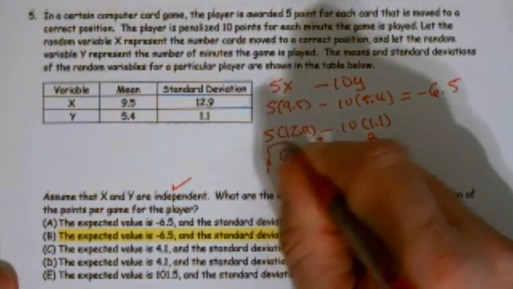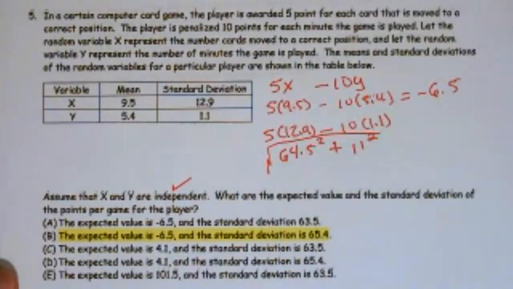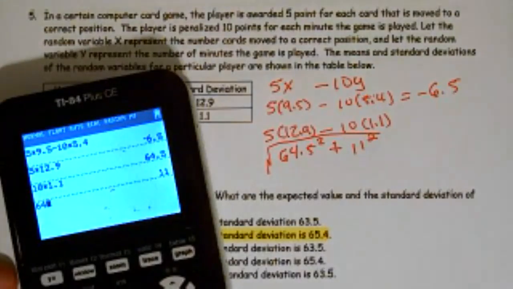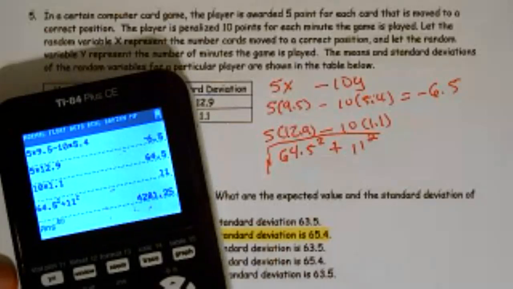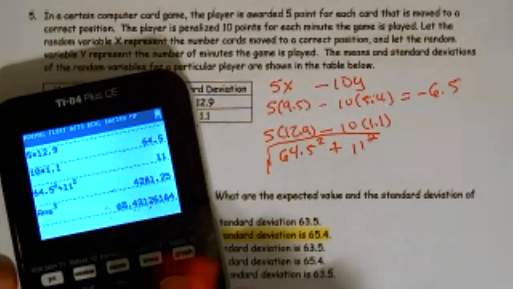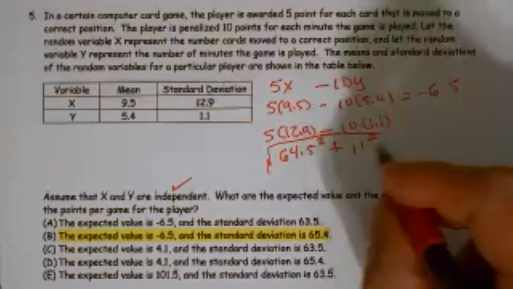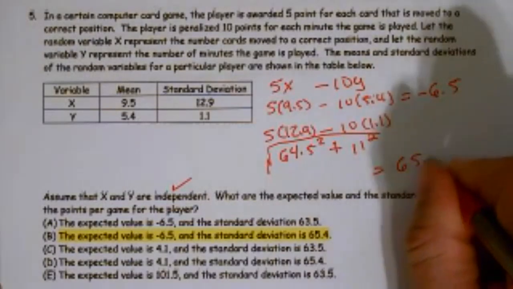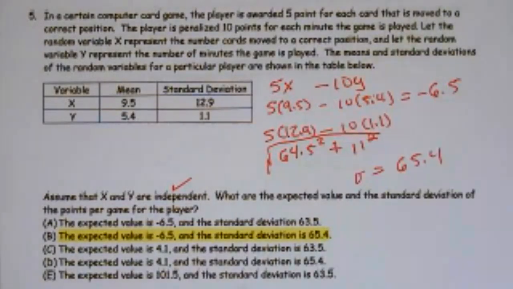And then I need to come back and convert it. So if I do that, I have 64.5 squared plus 11 squared. And then I take the square root of that, and I end up getting 65.4. And that is the standard deviation that we're looking for. Questions on that one? Because that's a pretty challenging problem in my opinion. All right, I'll move on to the next one.